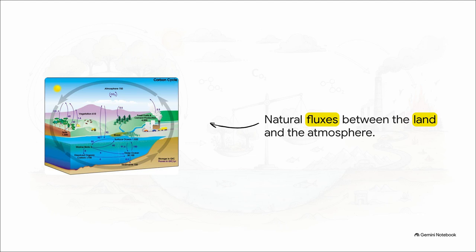But, just like any active checking account, there are withdrawals too. Through plant respiration and natural soil decay, 60 GTC is withdrawn from vegetation, and another 60 GTC is withdrawn from the soil, flowing straight back up. That's about 120 GTC going out, nearly perfectly balancing the 121.3 GTC coming in. Honestly, this equilibrium is a masterclass in planetary accounting. It's just a beautifully balanced natural harmony.